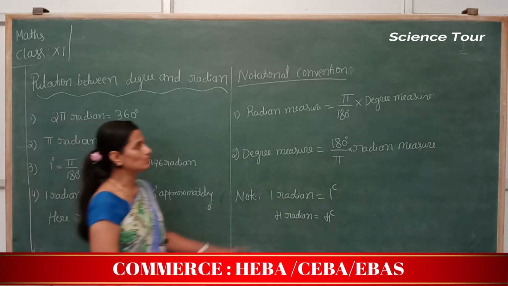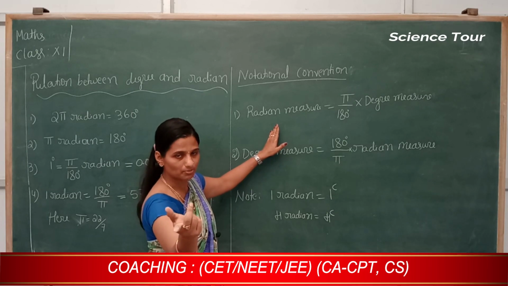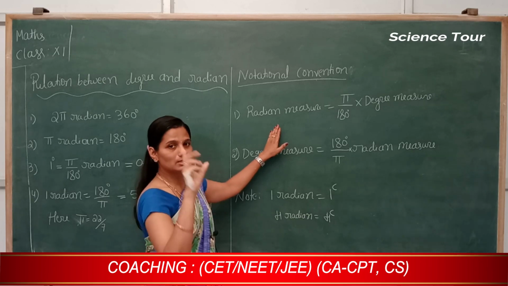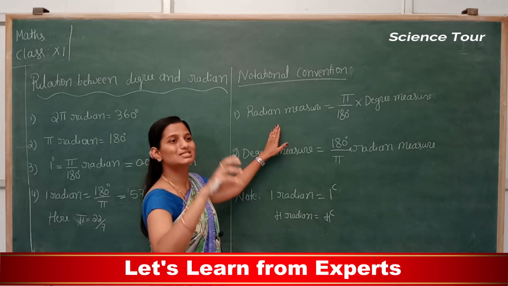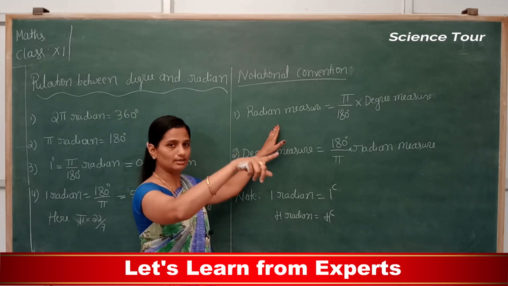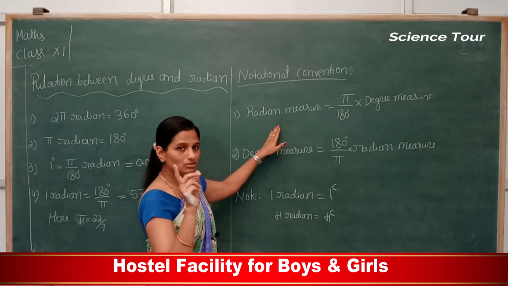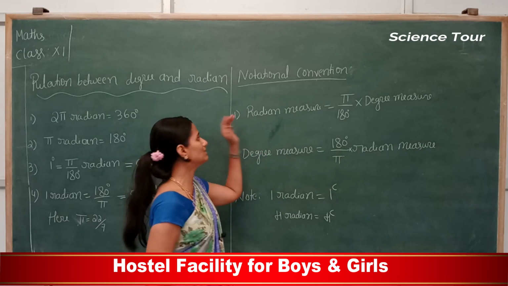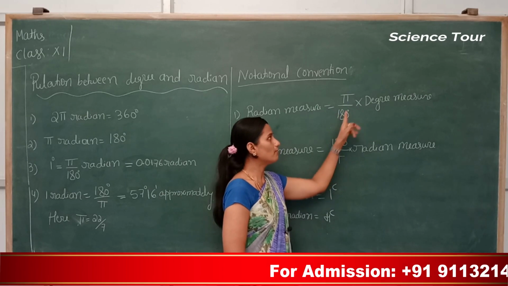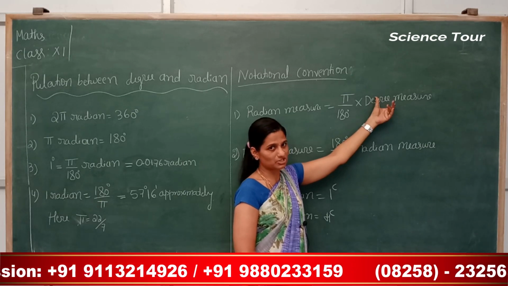Now next, this is very important: how to convert the given radian measurement to degree measurement, and how to convert degree measurement to radian measurement. Suppose a degree measurement is given, say 30 degree. Convert that 30 degree to radian. So what is your formula? To radian, the measurement is equal to pi divided by 180 into the given degree measurement. Clear this?